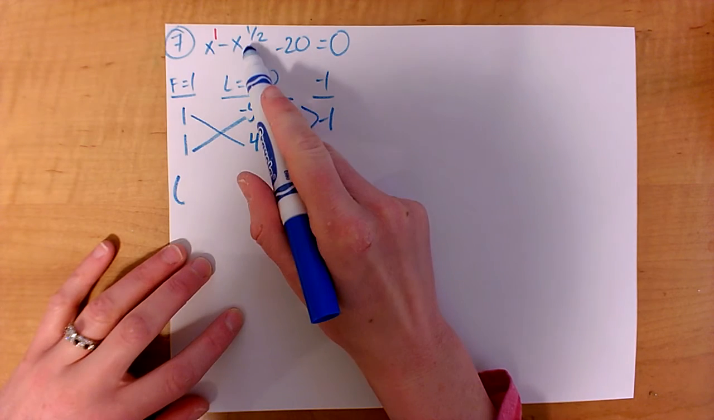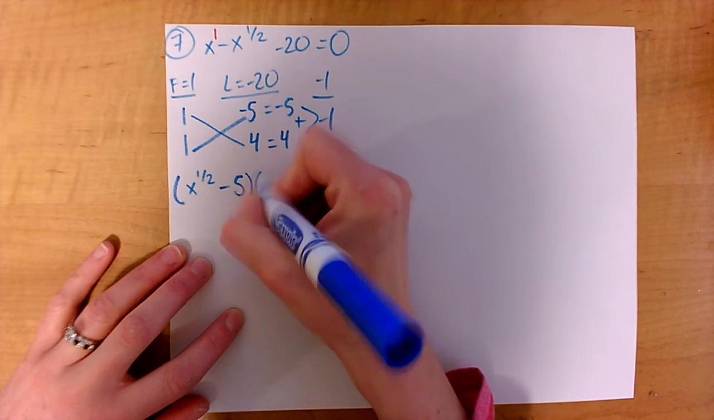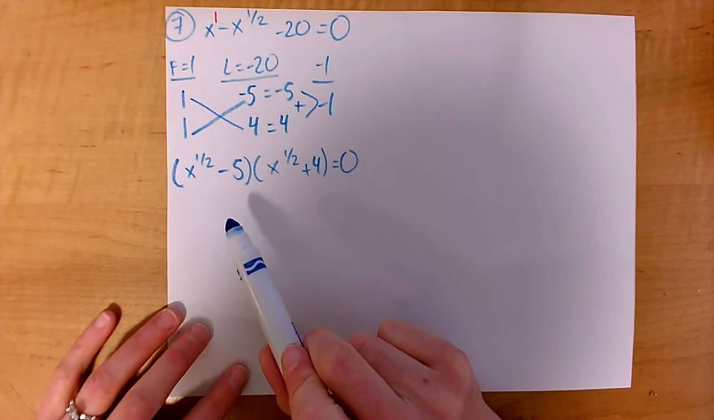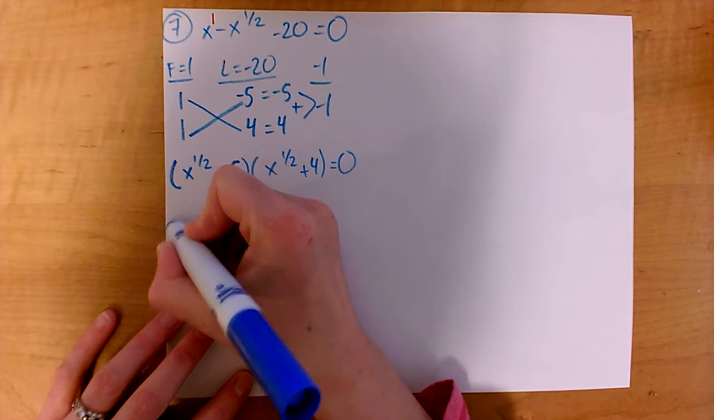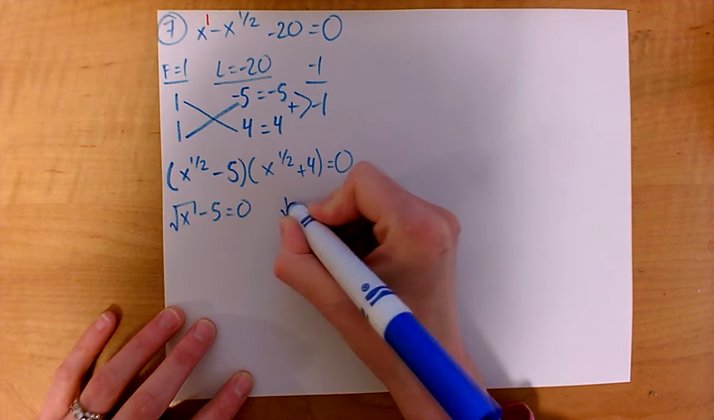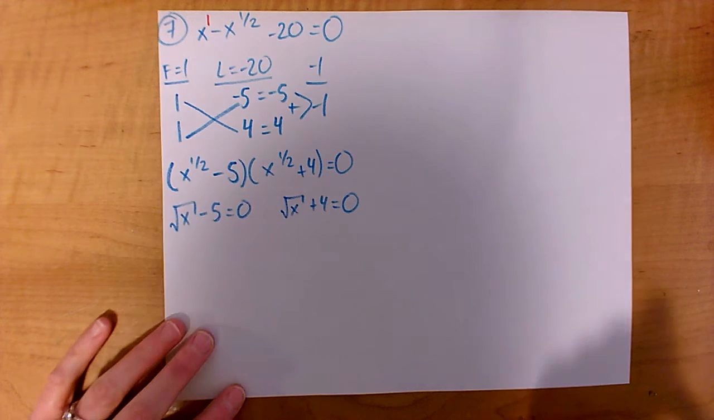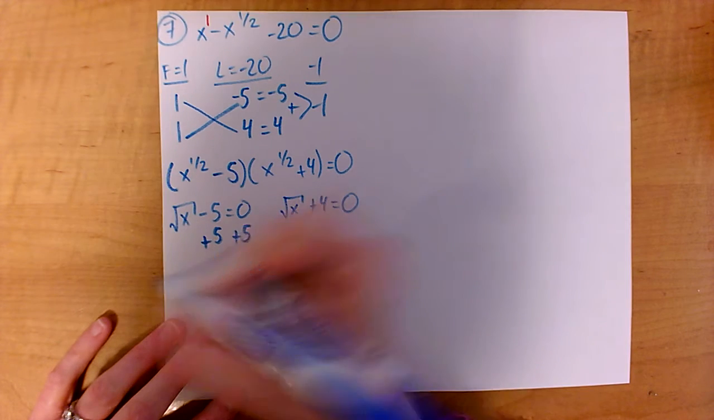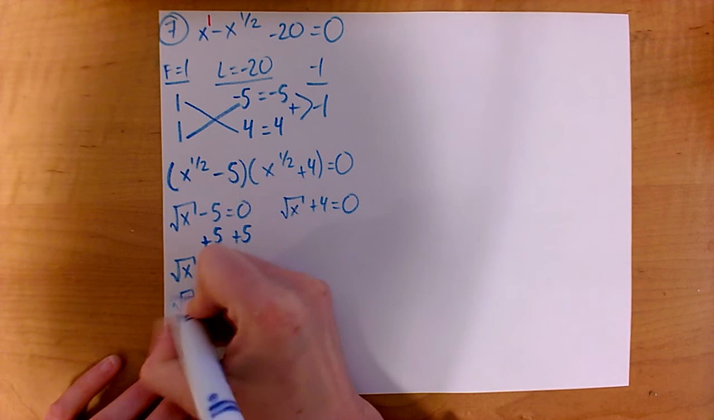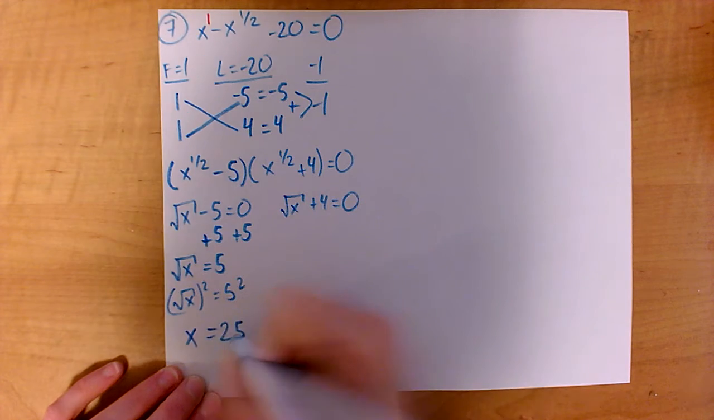Now, in our parentheses, we take our middle variable and exponent. So we'll have x to the 1/2 minus 5 times x to the 1/2 plus 4 equals 0. Now, when you have something raised to the 1/2, that's the same thing as the square root. So we can rewrite that as the square root of x minus 5 is 0, right? And then the other one is going to be the square root of x plus 4 is 0. So we can go ahead and solve both of these. So add 5. So I have the square root of x is 5. Let's square both sides, and I'm going to get x is 25.